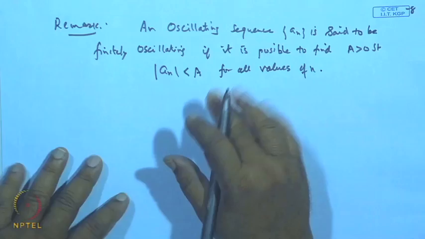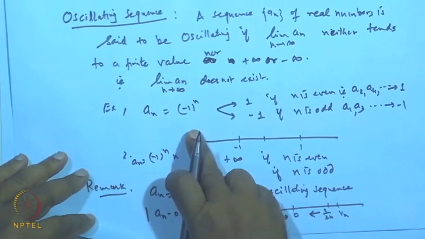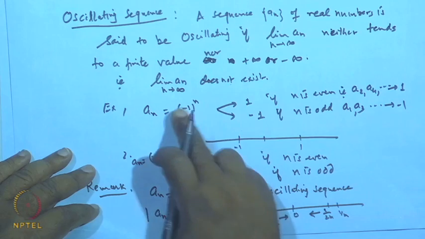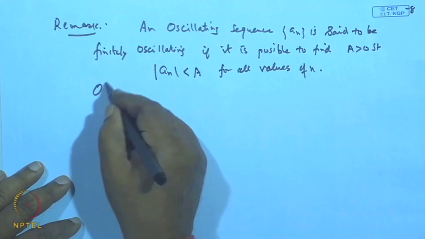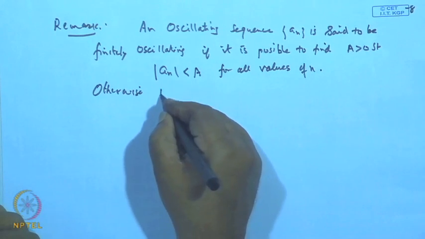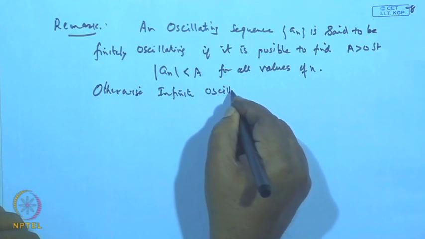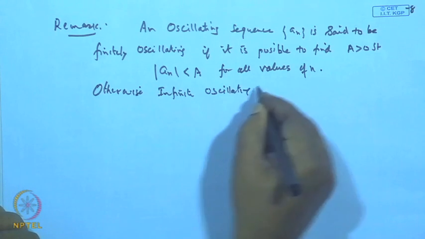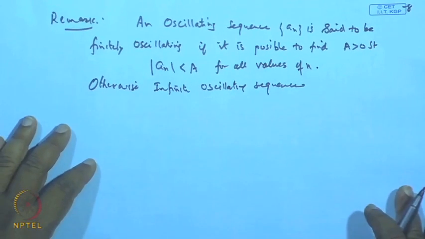We are able to get it just like this series. This sequence is finitely oscillating, because a number 1 can be obtained such that the modulus of the terms is bounded by it, but this one is not, because you cannot find such an a. Otherwise, it is an infinite oscillatory sequence. Okay. So, we can characterize these into two.